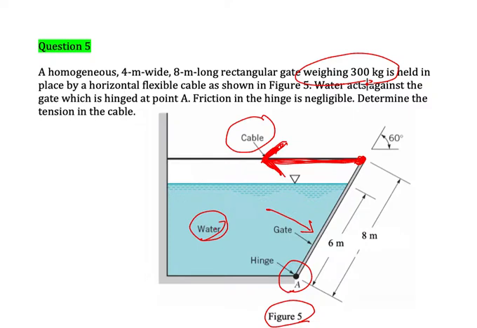And then in this question we have 300 kilograms. As you know, if we have a mass, it will create weight. So weight is also some kind of force, so we need to include the weight in our rotating moment calculation.